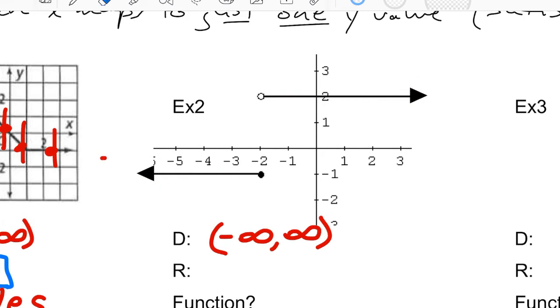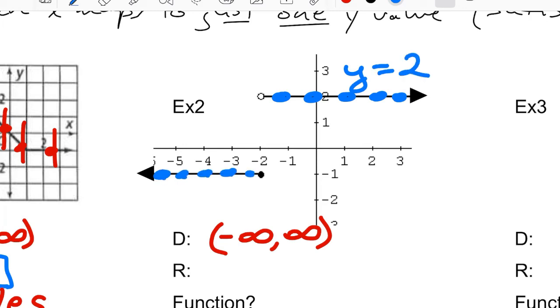When it comes to the range of this graph, we're thinking about the y values. You should notice that the y values on this part of the graph only ever equal 2. But the y values on this part of the graph only ever equal -2. There are no other y values that this graph uses. And that means that the range of this graph is going to only be 2 and -2.